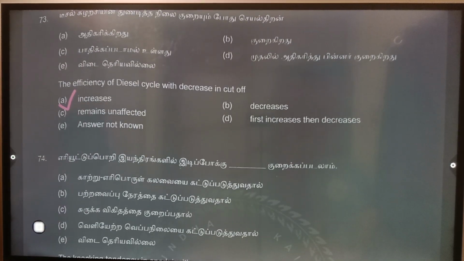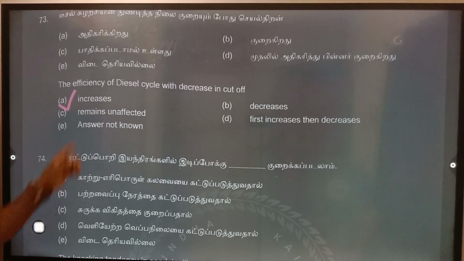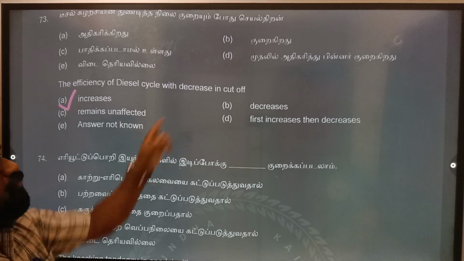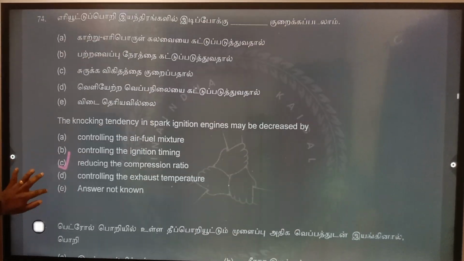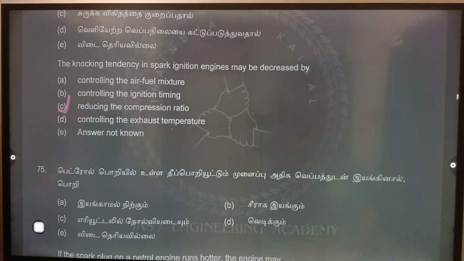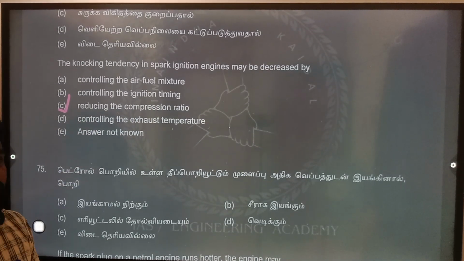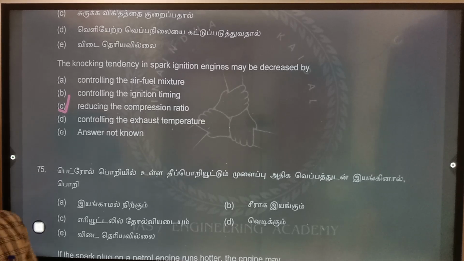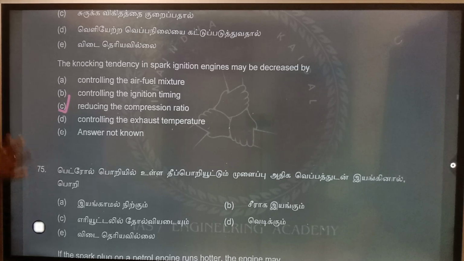Next is 73. Efficiency of diesel cycle with the decrease in cutoff increases. If the cutoff ratio decreases, efficiency increases. Okay, if you take the equation for the efficiency of the diesel engine, you will get it correct. 74. Knocking tendency in SI engines may be decreased by reducing the compression ratio. Okay, if you reduce the compression ratio you can reduce knocking tendency in SI engines but not in CI engines. They asked about SI engines. So C is the answer.